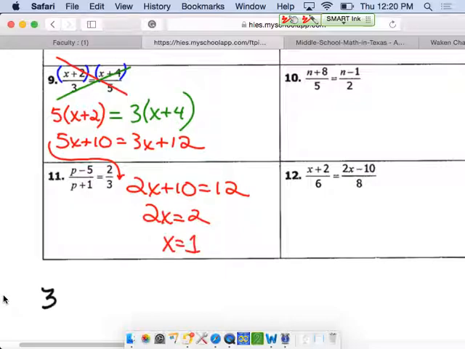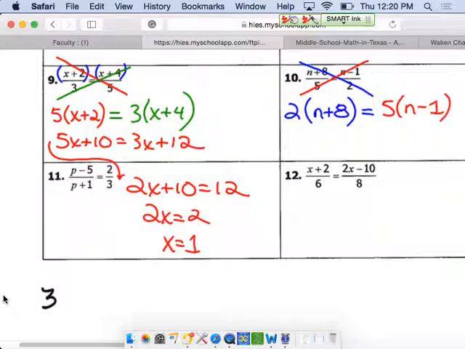Let me set up number 10 with you on the video, and I'll let you finish the others on your own. So in round 1, I'm going to cross multiply. So I'm going to have 2 times n plus 8, and I'm going to set that equal to 5 times n minus 1. Just keeping in mind that that numerator, that fraction bar, acts as a grouping symbol. And I'm going to trust you all to take it from there.